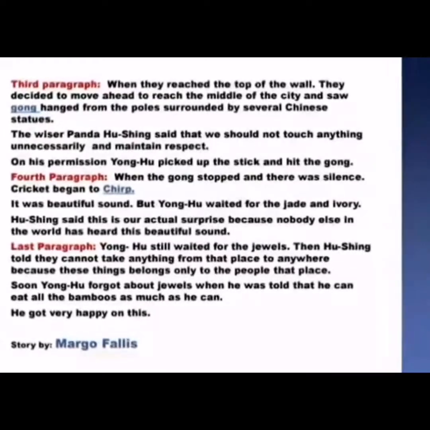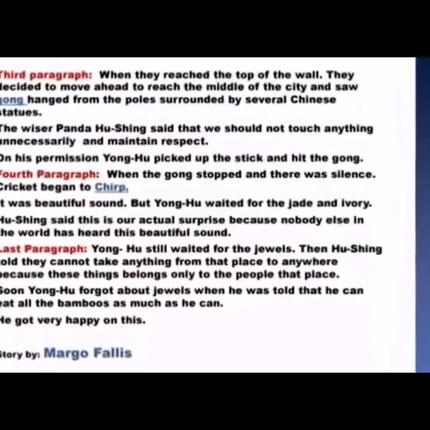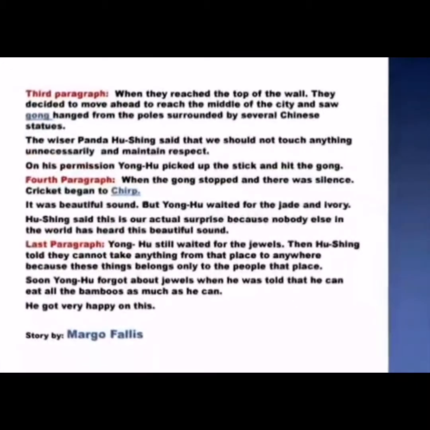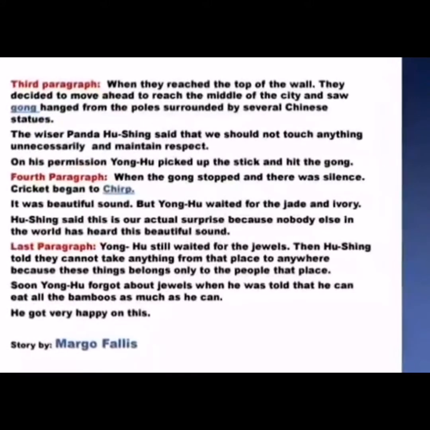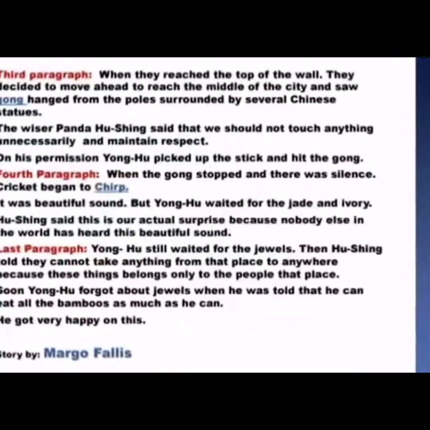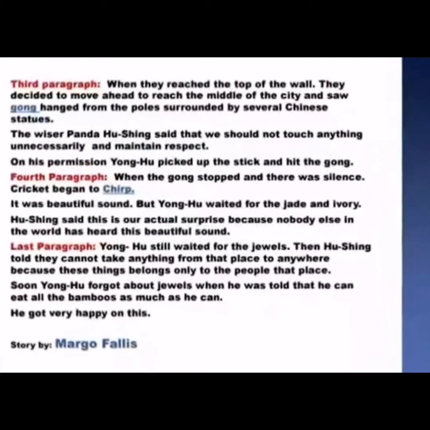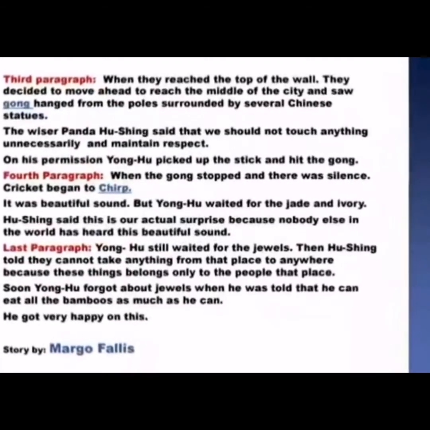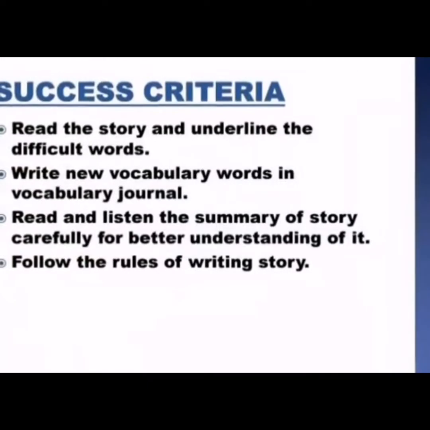But Hu Sheng, the wise panda, was very happy to see the ancient city and also by observing all the precious things belongs to the ancient time. So this was the story and it is written by Margot Follis.